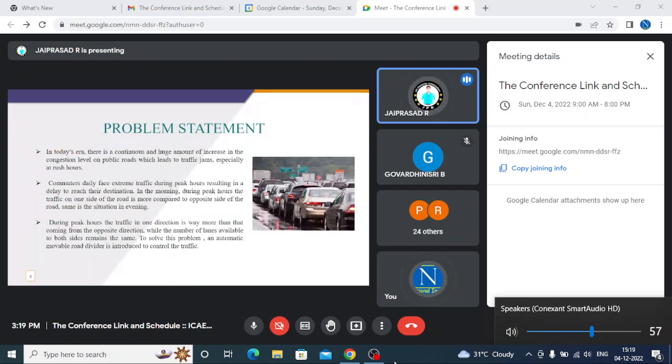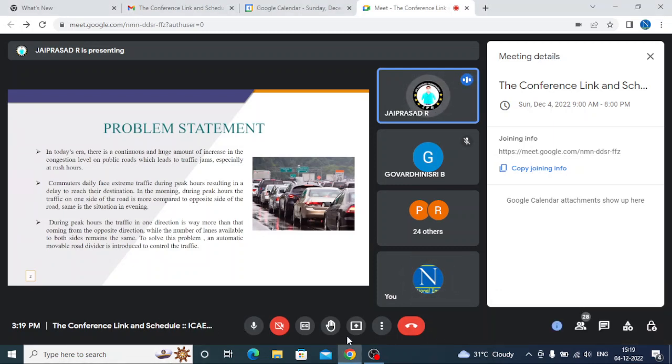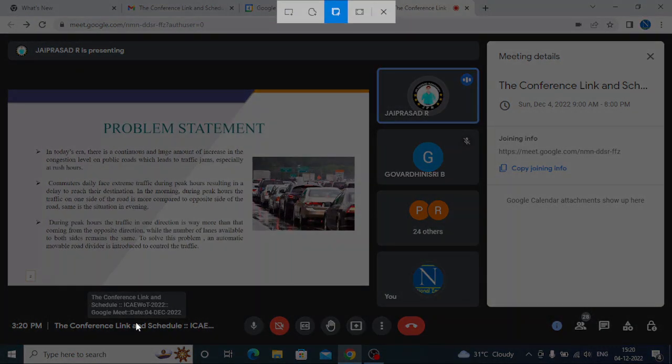Problem statement. In today's era, there is a continuous and huge increase in the congestion level on public roads, which leads to traffic jams, especially at rush hours. Commuters daily face extreme traffic during peak hours, resulting in delays reaching their destination. In the morning, during peak hours, the traffic on one side of the road is more compared to the opposite side. Same is the situation in the evening. During peak hours, the traffic in one direction is way more than that coming from the opposite direction, while the number of lanes available to both sides remains the same.